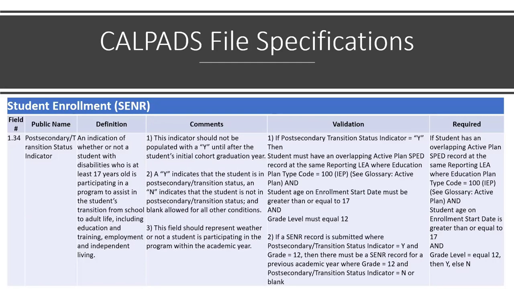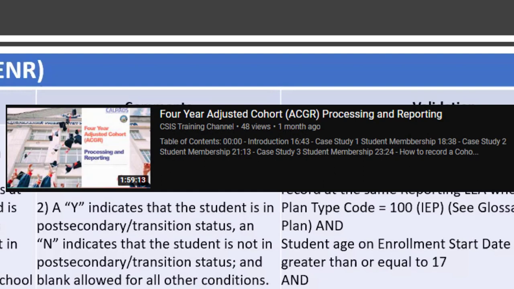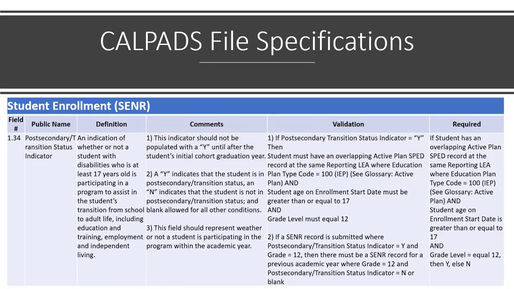And so we're provided with comments, and this is additional information, right? And sometimes they're not useful, but in this particular case, it's going to be very useful, right? And some of the comments are, this indicator should not be populated with the Y until after the initial cohort graduation year. So at this point, if you don't know what a cohort graduation year is, you may have to go to additional training or the CALPADS data guide to find out what a cohort graduation year is, right? So even more documents you might have to reference.